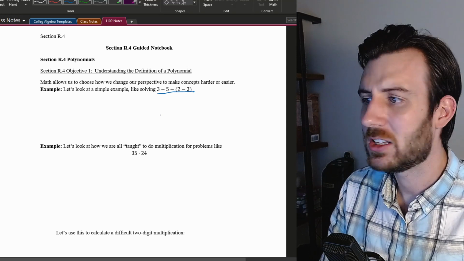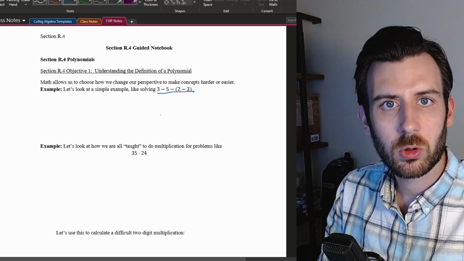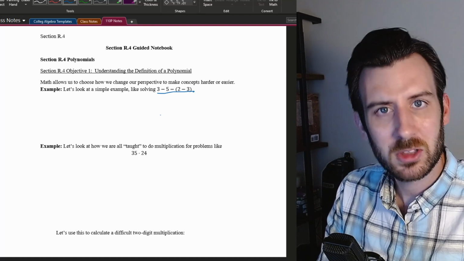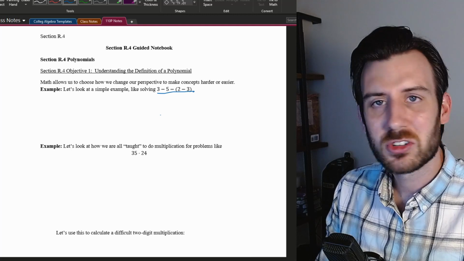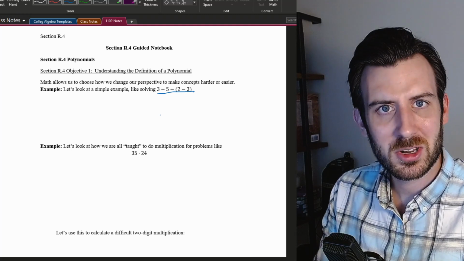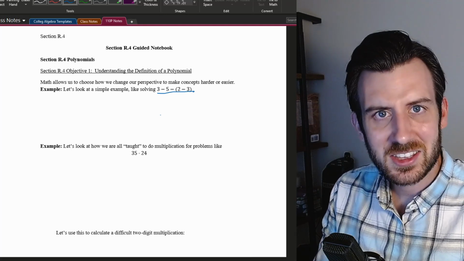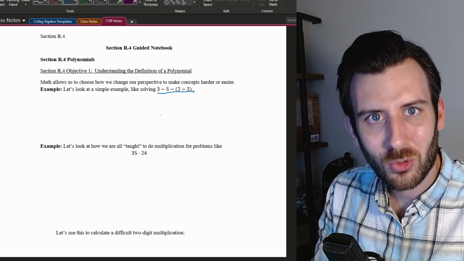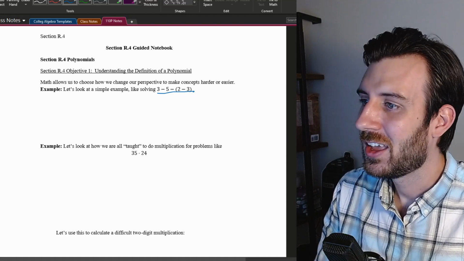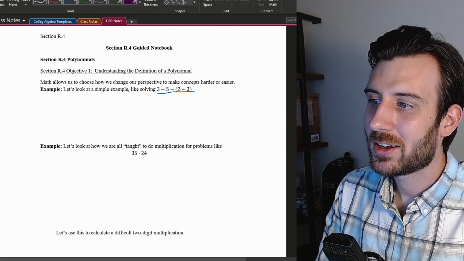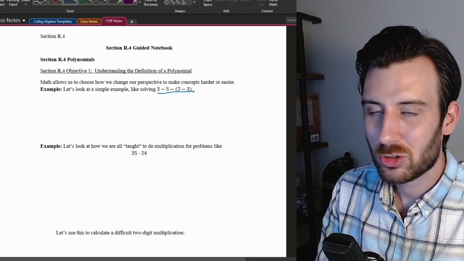Imagine that you're trying to teach maybe a 5-year-old or a young family member, or maybe you yourself are trying to imagine what a primitive human being is thinking when they're developing the very origins of math and logic. If we're talking about 3 minus 5 minus the quantity 2 minus 3.